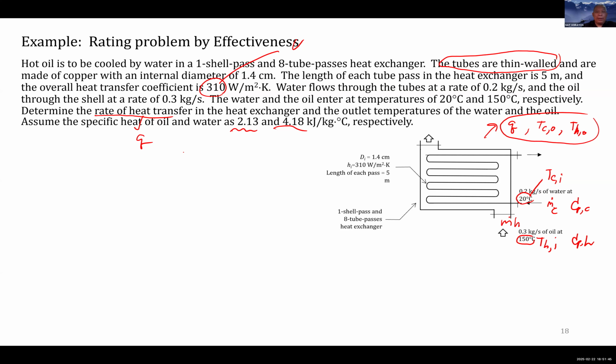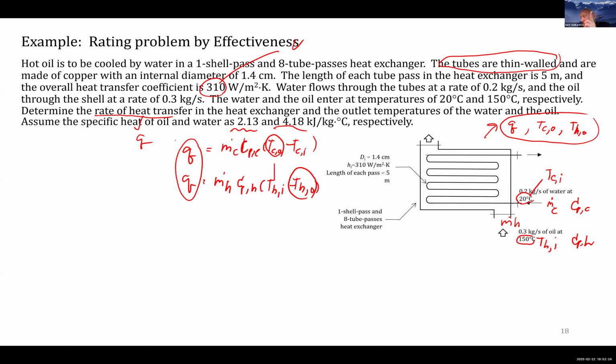Why? Because when you look at the equation of thermodynamics, Q equals m dot C CpC multiplied by TCO minus TCI. That's one equation. The second equation is Q equals m dot H CpH multiplied by THI minus THO. In these two equations, you do not know the exit temperature, both of them, and you don't know the Q.